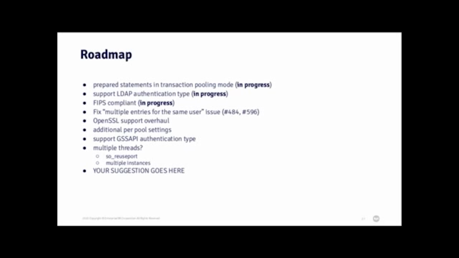And we are also working on a feature to be FIPS compliant. Basically, it needs to not use MD5 when we are dealing with SSL connections. So basically, this feature involves the libusual. That's the library that provides OpenSSL support for PgBouncer.